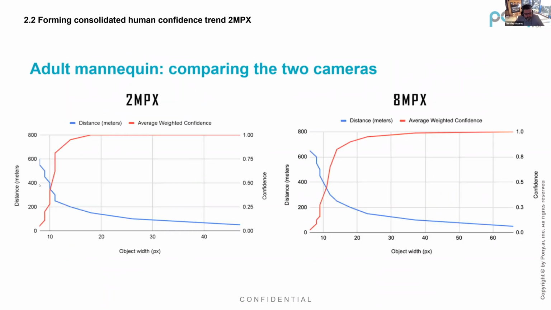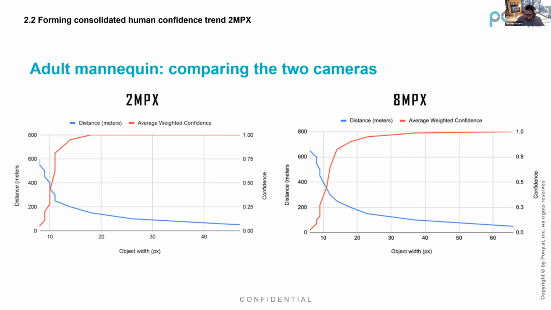Another interesting trend which we derived is how the pixel size compares to the confidence of the labeling. You can see that 2 mega, since it has a larger pixel, each pixel actually contributes more to the trend. So we reach the trend of high confidence much earlier, at 10 or 13 pixels, but in 8 mega we need much more pixels.